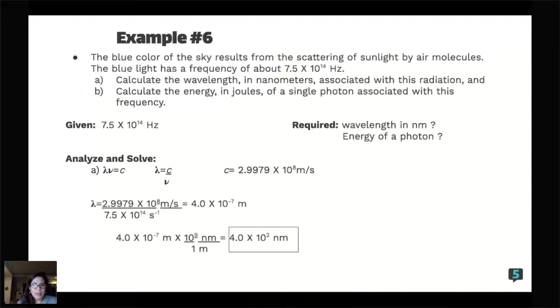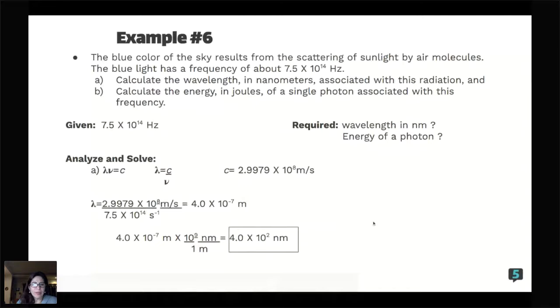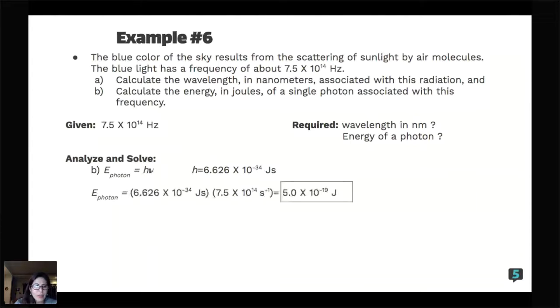Another thing that you have to be careful about is the significant figures. In the given, they give us 2 significant figures, so we need to answer with 2 significant figures. Okay, for letter B, we're going to use the formula of energy of the photon equals Planck's constant times frequency. So we're going to substitute, and we have that the energy of a photon is 5 times 10 to the negative 19 joules. Remember 2 sig figs. Any questions up to here?